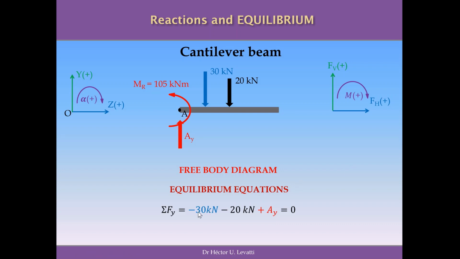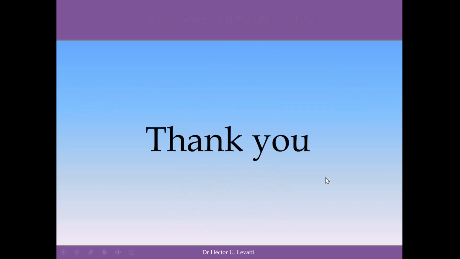vertical reaction. If we do the summation of forces in the vertical direction, we have two negative forces following our convention here. Forces that are coming down are negative. So it's minus 30 kilonewtons, minus 20 kilonewtons, plus AY. AY is a positive force because it's coming up. And all this equation is equal to 0. Rearranging, we calculate the value of this reaction, which is 50 kilonewtons, and that's it. This is the solution in terms of reactions for this cantilever beam. Thank you very much.